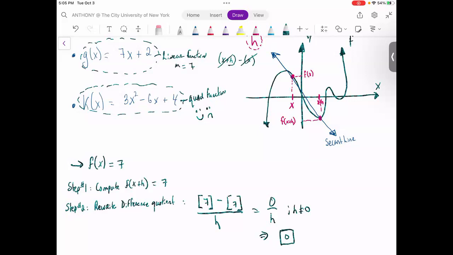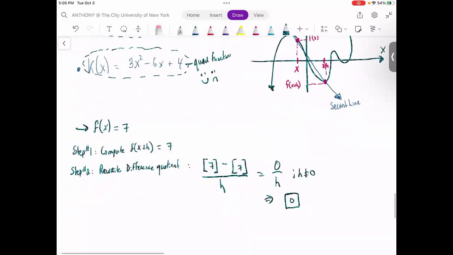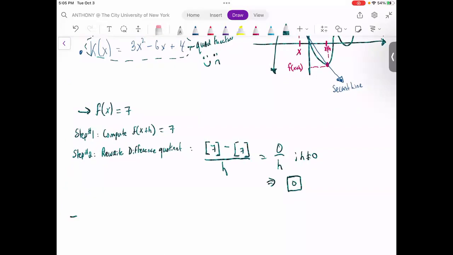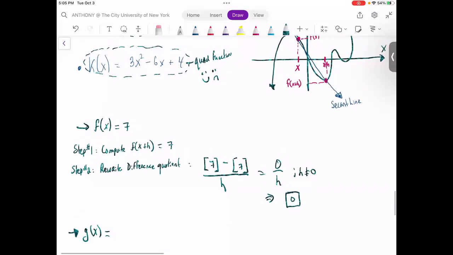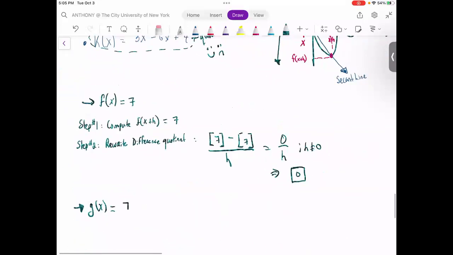Let's look at a second example where I do something with a linear function. Let's say now I have g of x is equal to, let's try to figure this one out. What was the example I gave you? Oh, 7x plus 2. Sorry, is this the noise outside? Gets me distracted nowadays. Getting old. All right, so step number 1, you want to compute now g of x plus h.